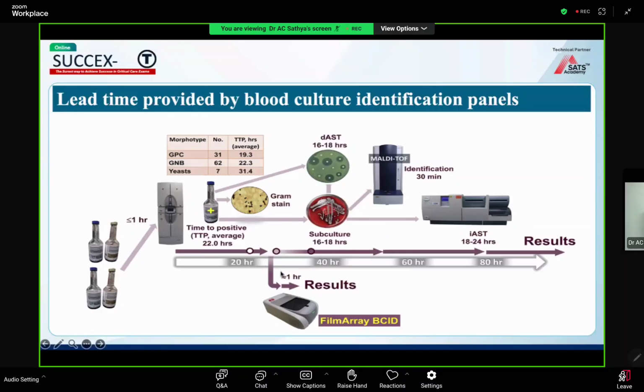So when you're using these rapid tests, say when the culture turns positive, you put it on the FilmArray BCID, you get a lead time of almost 30 to 40 hours, which is the most important advantage provided by the blood culture identification panels.